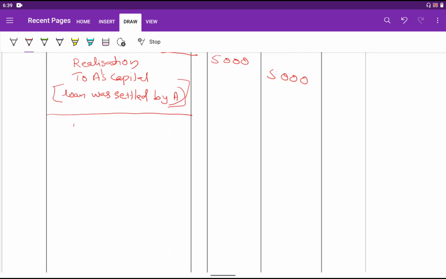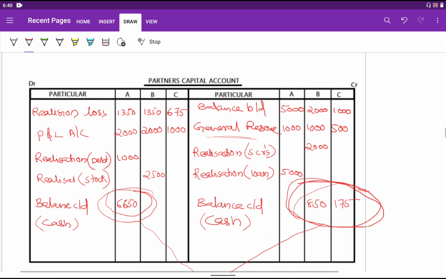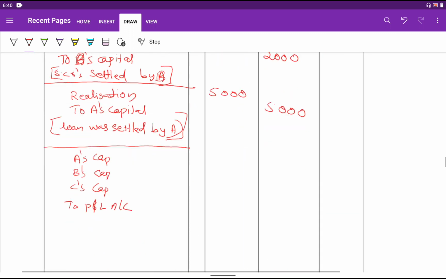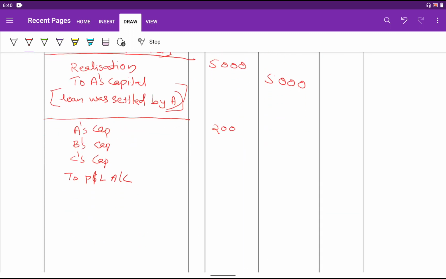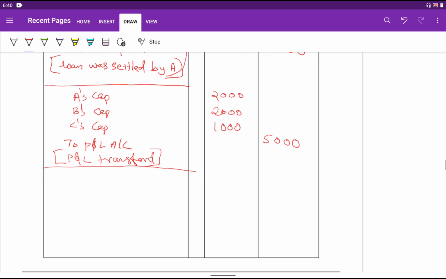What we will debit? A's capital, B's capital, C's capital. We will debit A's capital, B's capital, C's capital, because profit and loss account is coming in debit side, so we will credit it. So 2000, 2000, 1000. Total it is 5000 in profit and loss account. So you can write narration as profit and loss transferred. You can write any narration, but narration should be there.